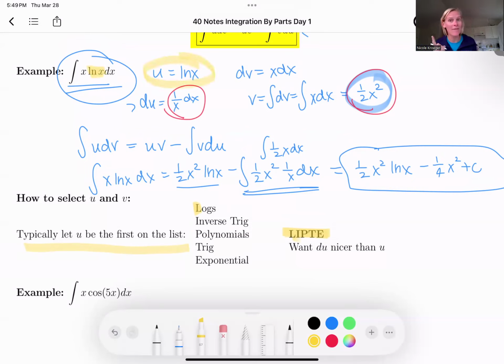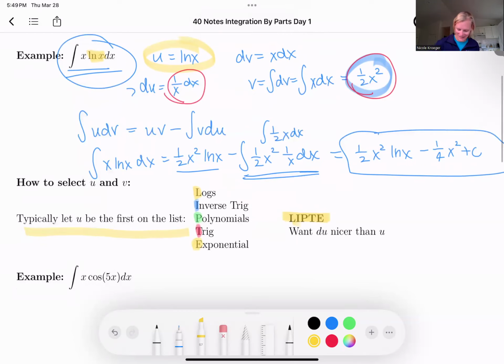Okay, if you don't have a natural log, but you do have an inverse trig, then pick that. That's the I in LIPT. If you don't have a log, you don't have an inverse trig function, but you have a polynomial, pick that. And then keep going. If you don't have a log, don't have an inverse trig, don't have a polynomial, pick a trig function. And if nothing else, choose an exponential function.